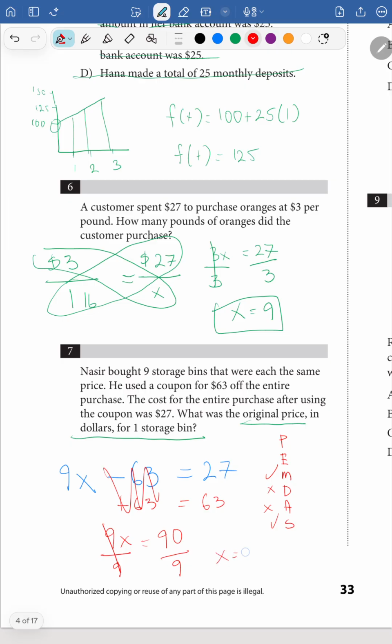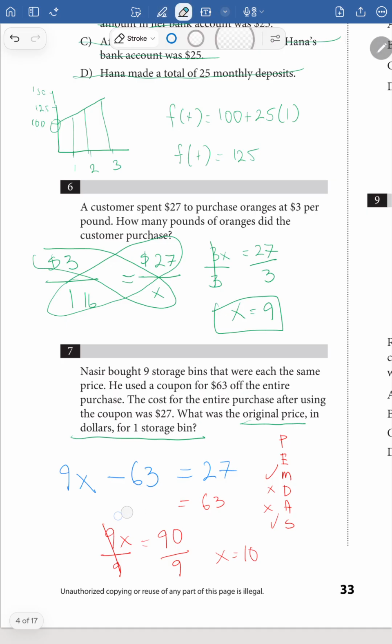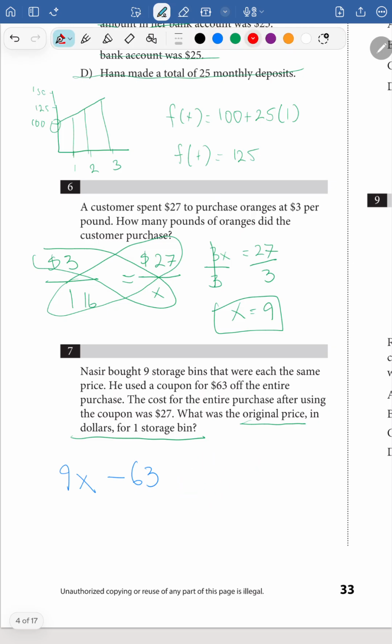So each of the storage bins costs $10. Whenever it comes to equations like this, it is important to double check your work. So let's look at the equation that we had originally and replace x with our answer. x equals 10. So 9 times 10 minus 63. Sorry, this should be 27 because that's the equation. Equals 27. So we are trying to see if this equation is true with our answer.